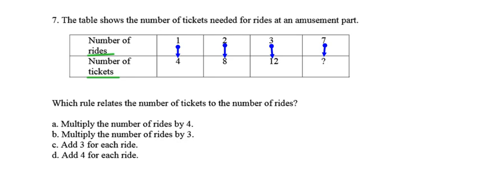Which rule relates the number of tickets to the number of rides? A, is it you multiply the number of rides by 4? Is it B, you multiply the number of rides by 3? Or C, do you add 3 for each ride? Or D, add 4 for each ride?